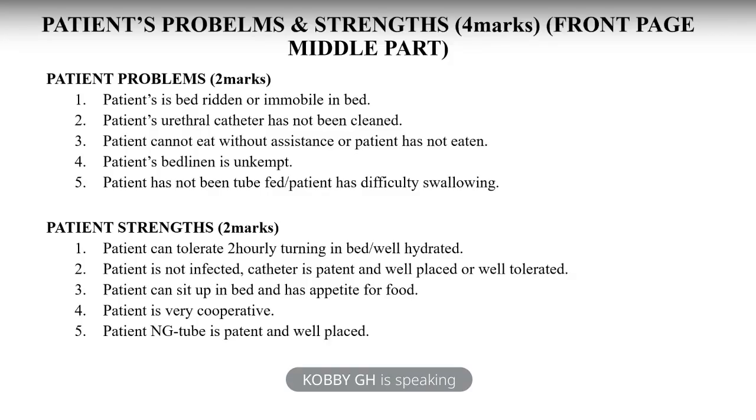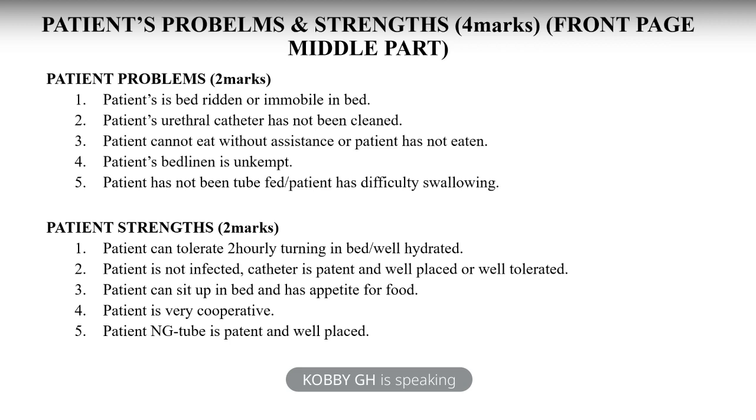If you wanted to touch on eating, patient cannot eat, especially when they give you patients who have fracture of the upper limb or any weakness or problem in the upper limb, a patient with stroke, any patient who is having a problem with body weakness. One of the things you can touch on is patient cannot eat without assistance, or patient has not eaten. I would advise that you always go with patient cannot eat without assistance. Then the strength will be patient can sit up in bed and has appetite for food. Do you get it? It's a strength. Is that okay?